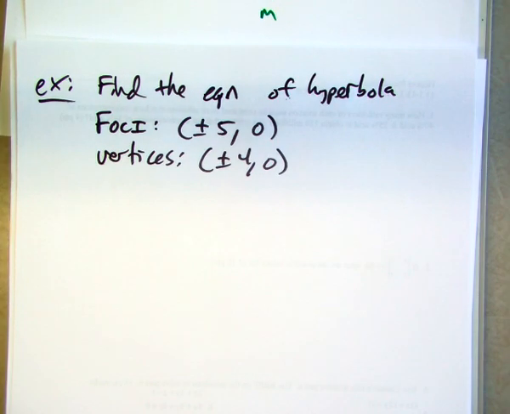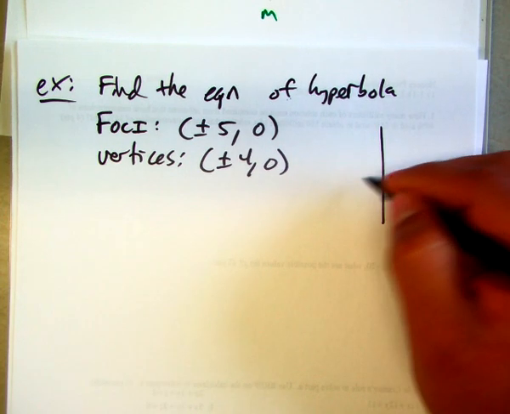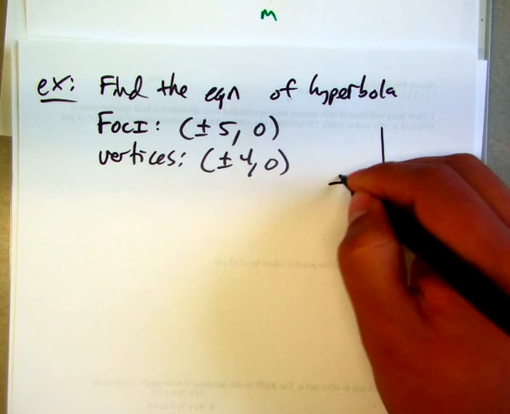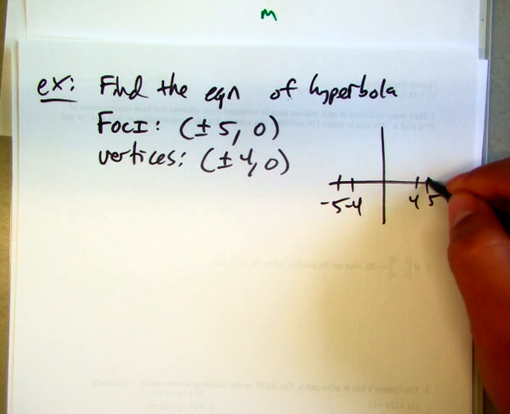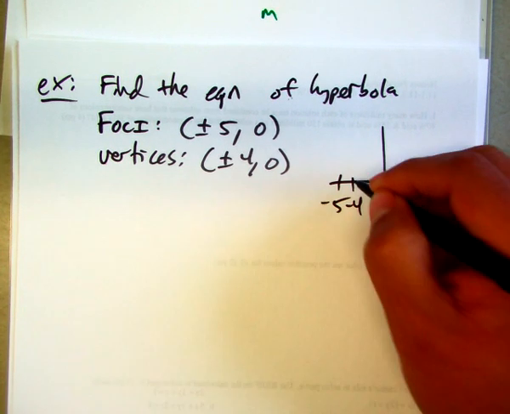Don't tell us what to do, just lead us in your direction. You don't want us to tell you, but you don't tell me the answer, just be like, alright, what would you do? What would you do, John? Drawing what I know. Drawing what you know, okay? 5, negative 5. 4, negative 4. Foci, vertex. Foci, vertex.